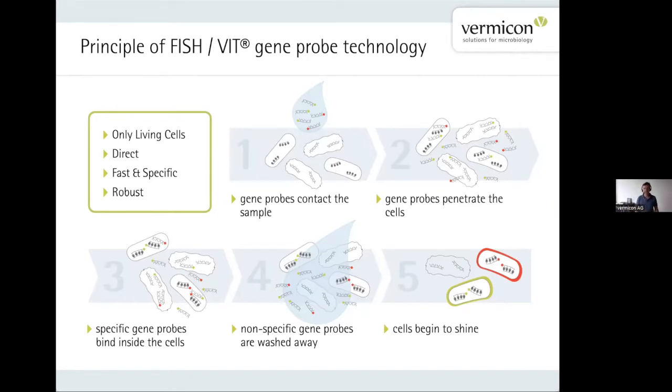Gene probes contact the sample, and inside the samples are different cells. With the gene probes we have specific probes for bacterium A, which are labeled in green, and specific probes for bacterium B, which are labeled in red. And then all gene probes penetrate all cells, but only inside the cells where they find the specific targets do they really bind. And so the non-specific gene probes are washed away, and the cells begin to shine.